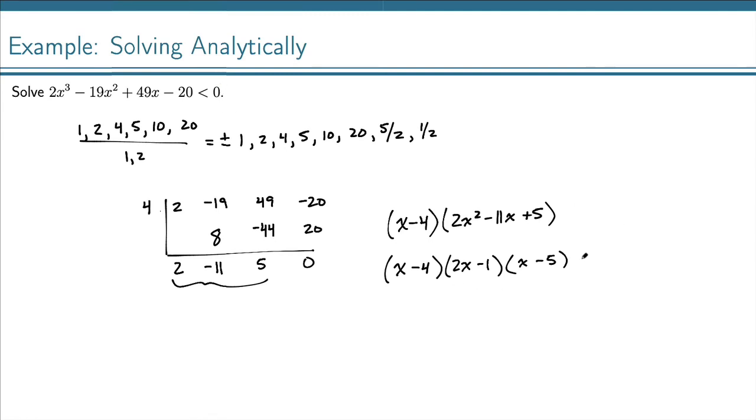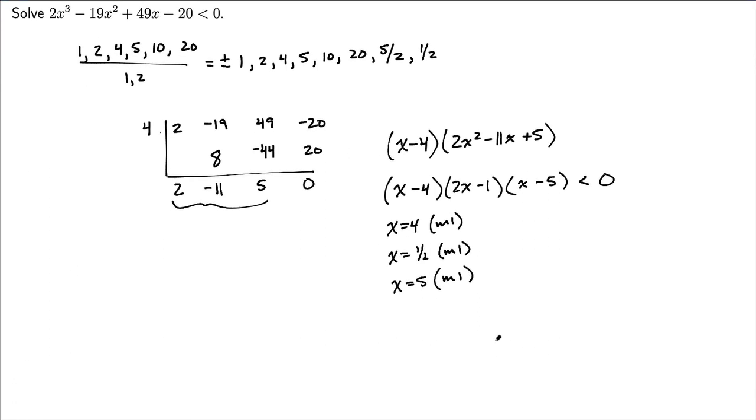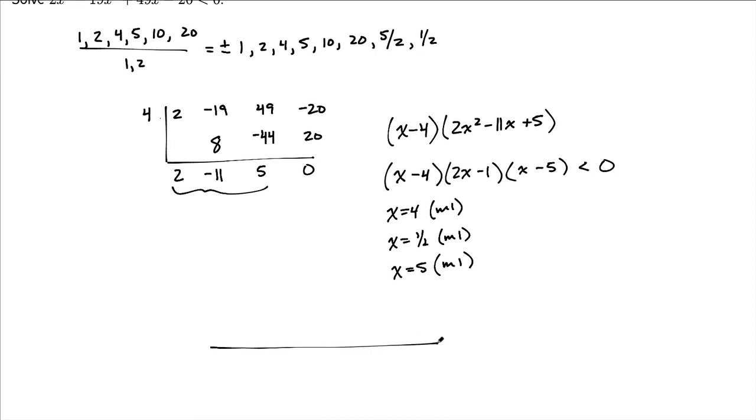I'm looking for where it's less than 0. So I get my zeros from each of these. I get x equals 4, which has a multiplicity of 1, and I get x equals 1/2 from this middle one. That has a multiplicity of 1, and x equals 5. That also has a multiplicity of 1. And now I can go ahead and plot those on a number line. I've got 1/2, 4, and 5.